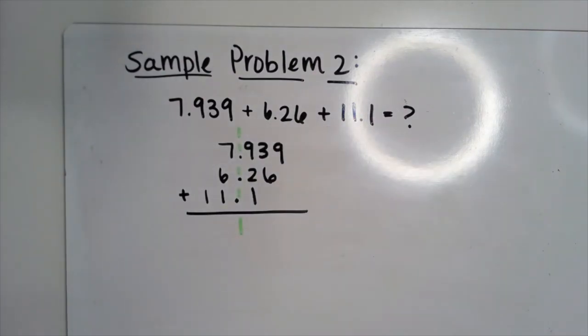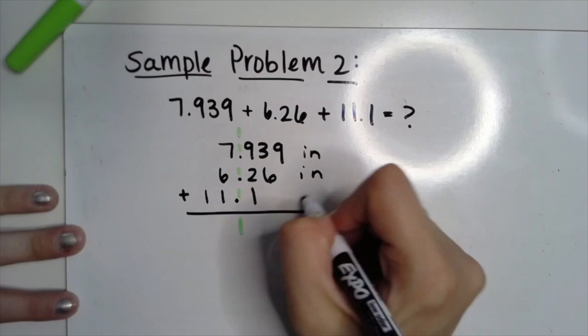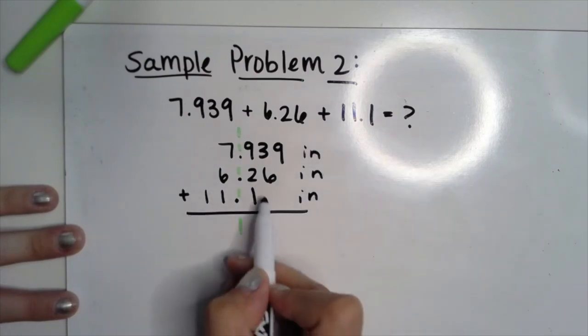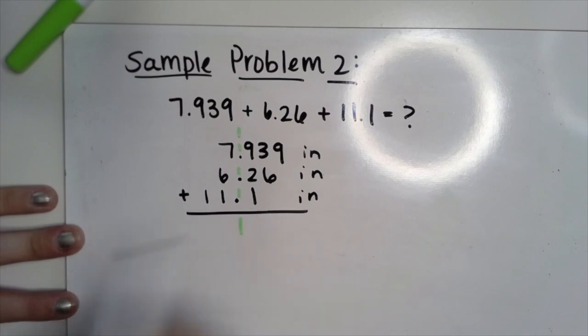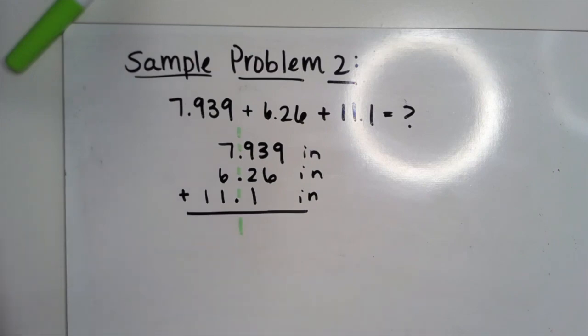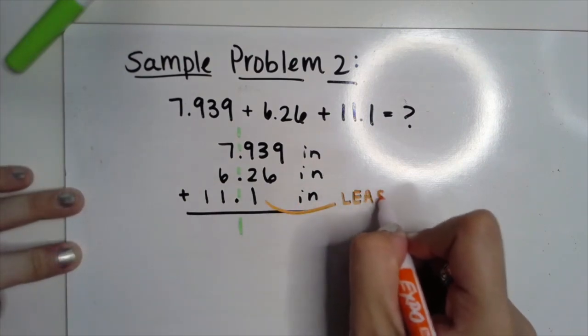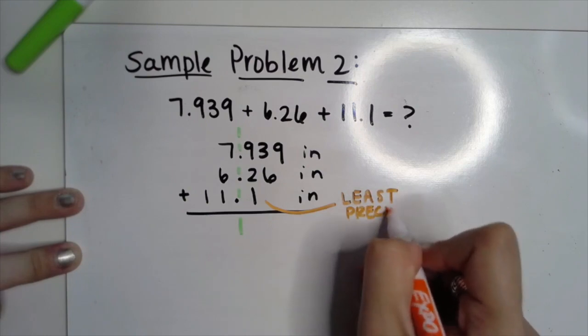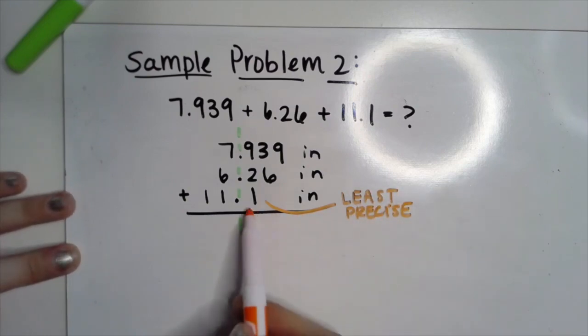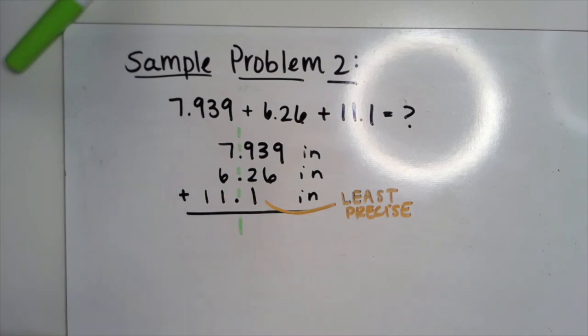Your answer cannot be any more precise than your least precise measurement. Again, these are measurements, which is why we are working with this. So if I was adding together the length of pieces of copper pipe to get the total length, if these were all inches, let's say, this ruler was not that precise because it only has one place after the decimal. So therefore, my answer can't be more precise than this least precise value. And again, that's because it only has one place after the decimal. So that's where I have to cut my answer off.